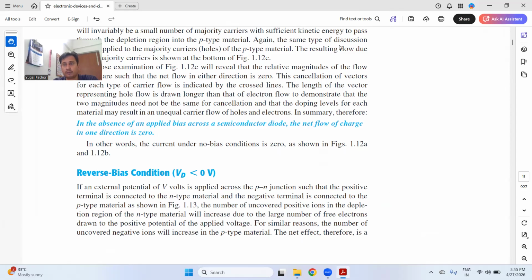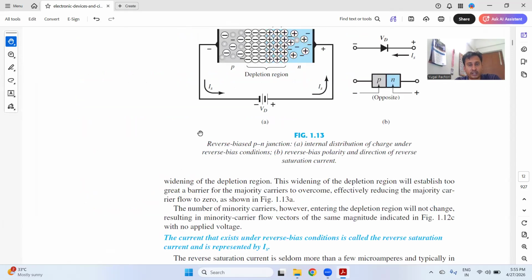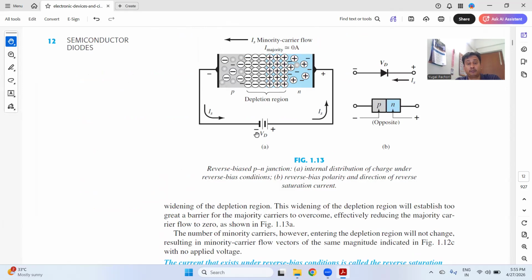And what do you understand by negative voltage? Negative voltage means the polarity of the battery is opposite. The P is connected to the negative and the N is connected to the positive. The depletion region increases because the holes and electrons are pulled away. That's why the width of the depletion region increases and there is no flow of current. The diode acts as an open circuit in the reverse bias condition.